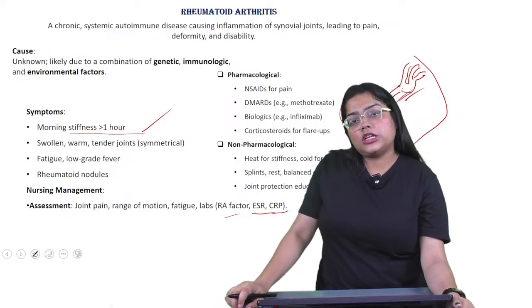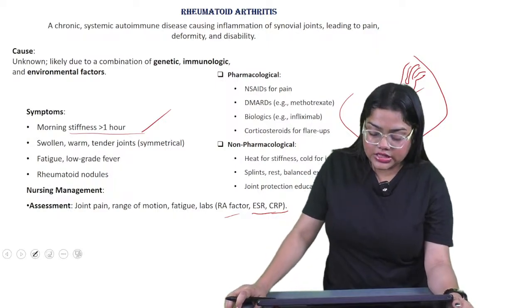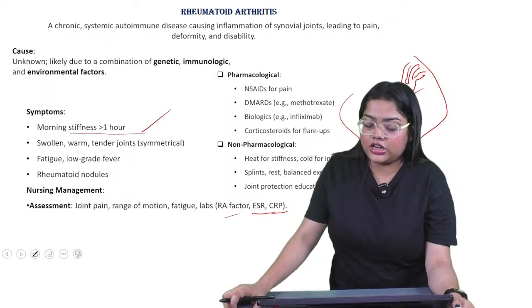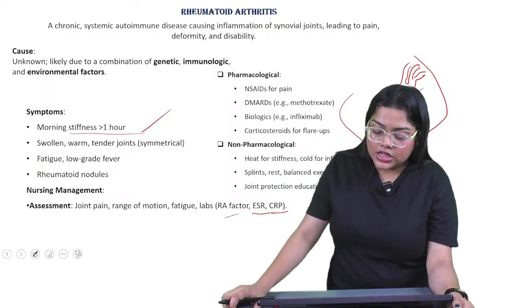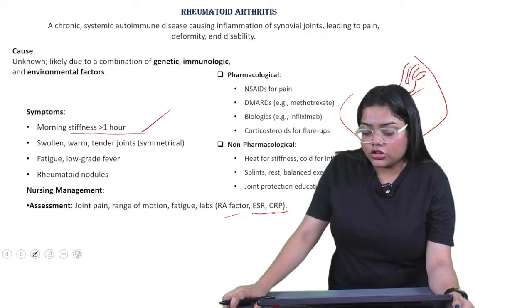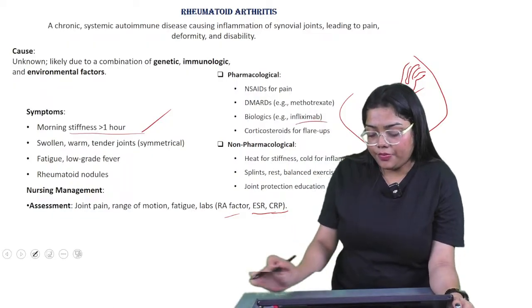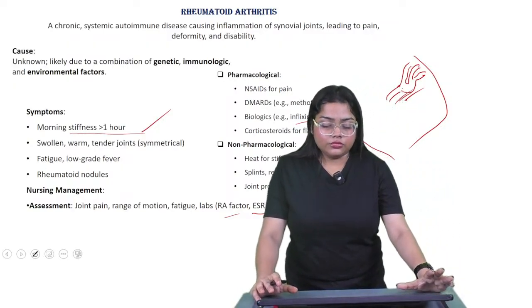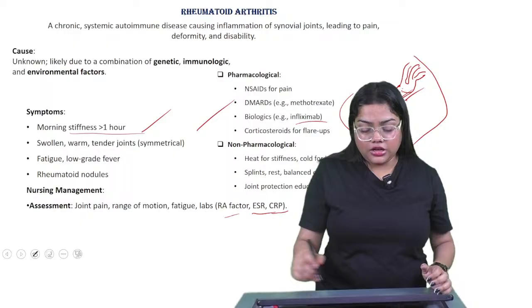Then pharmacological treatment. What pharmacological treatments are there? At present, NSAIDs, non-steroidal anti-inflammatory drugs, for the pain. Then DMARDs, for example methotrexate. Biologics, for example infliximab, and corticosteroids for the flare-ups. These are the pharmacological management.